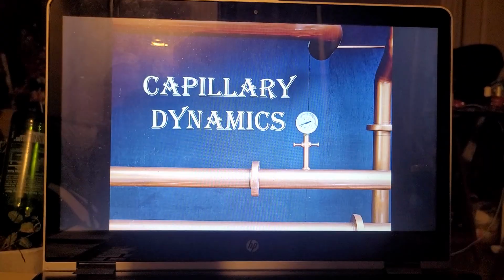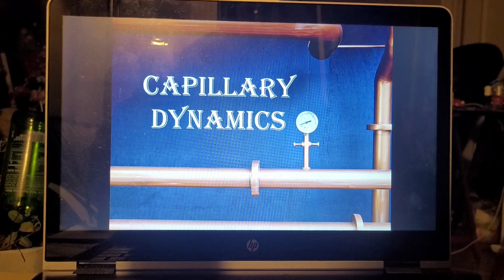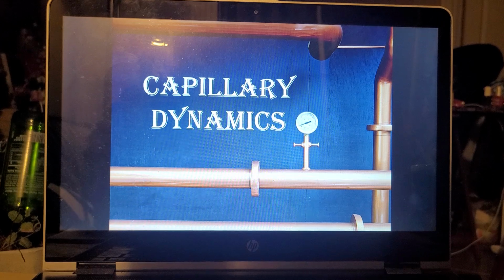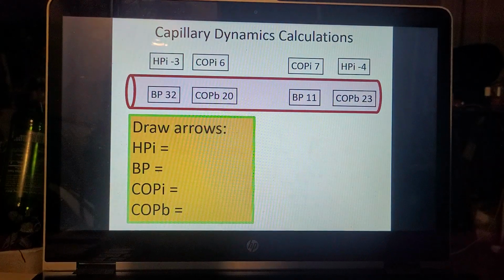Next section. So now we're on to the capillary dynamics, the calculations. So here's an example calculation for you. Just as a reminder to make sure you don't forget that sheet. So on a separate sheet on the exam, you will first make sure to draw your arrows of which direction this pressure is pushing the fluid out or into the capillaries. So our little red tube is our capillary.